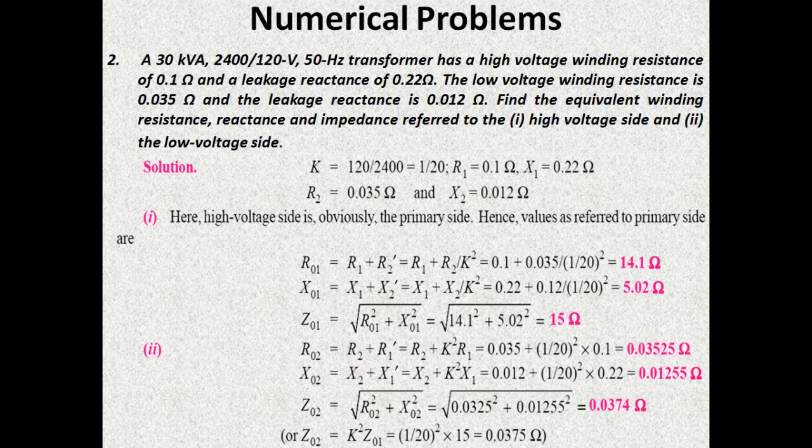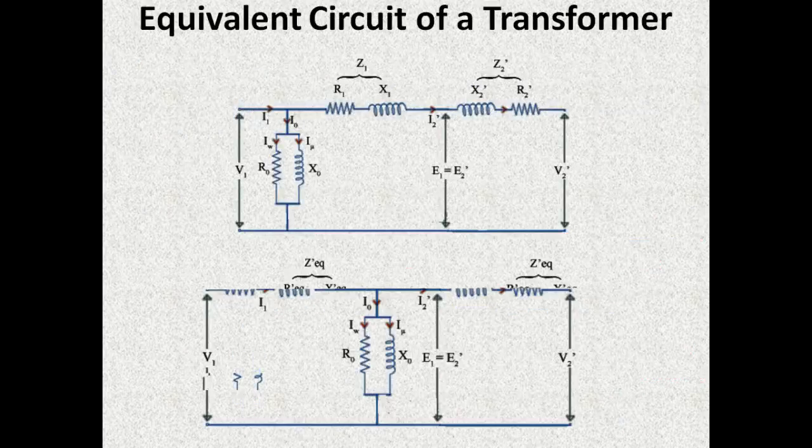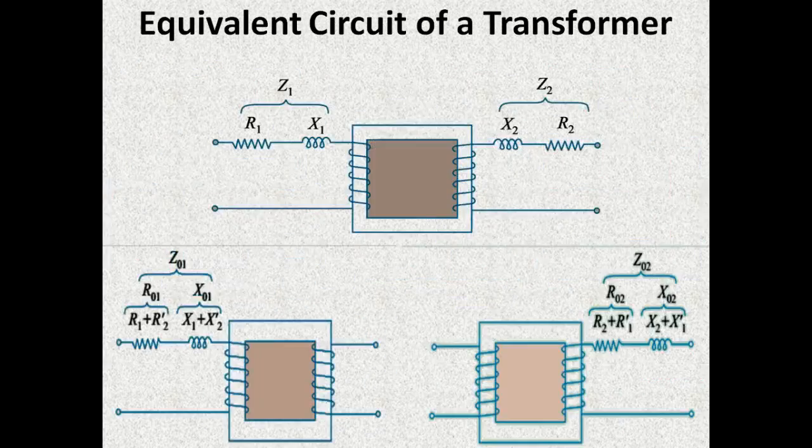So when the primary resistance is transferred to secondary, it becomes R1 dash, and when the primary leakage reactance is transferred to secondary, it becomes X1 dash. The value of R2, X2 is given. R1, X1 is also given. As you know very clearly, R1 dash can be easily obtained from R1 by multiplying it with K square. Similarly, X1 dash can be determined from X1 by multiplying it with K square.